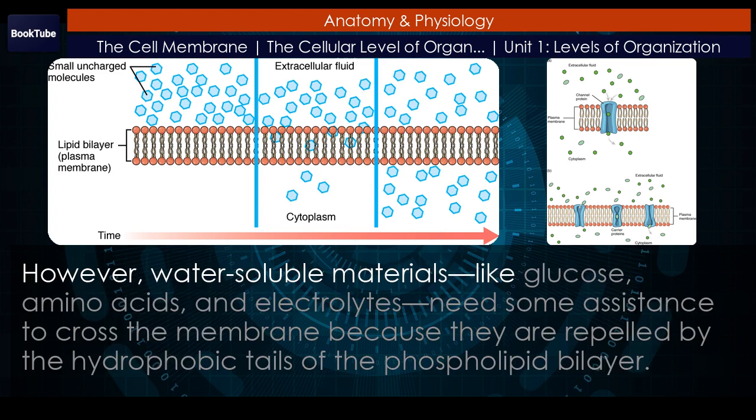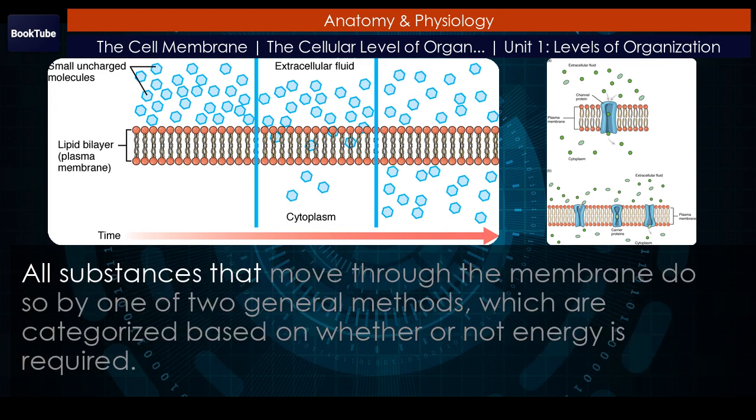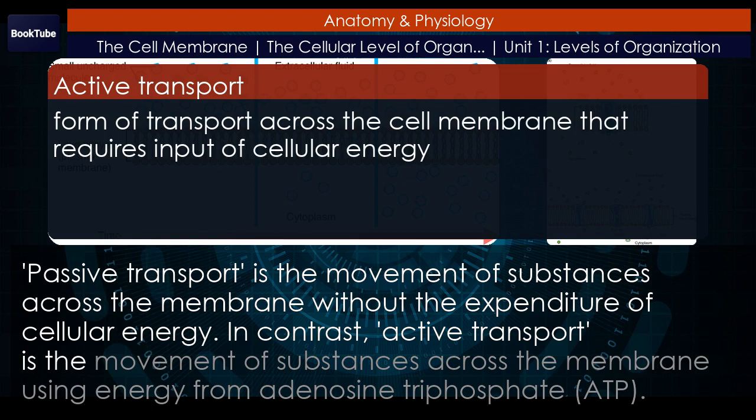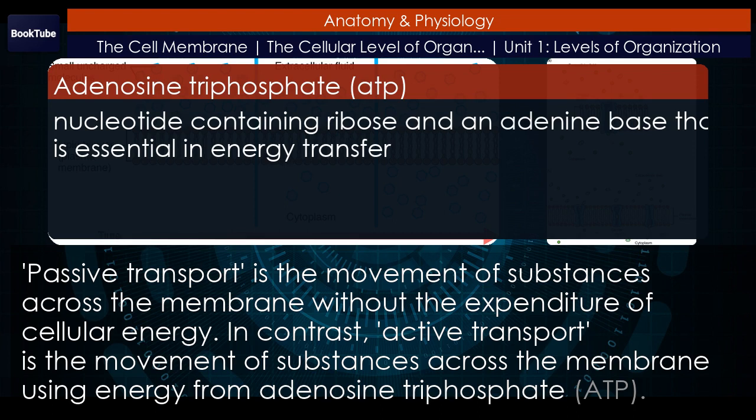However, water-soluble materials, like glucose, amino acids, and electrolytes, need some assistance to cross the membrane because they are repelled by the hydrophobic tails of the phospholipid bilayer. All substances that move through the membrane do so by one of two general methods, which are categorized based on whether or not energy is required. Passive transport is the movement of substances across the membrane without the expenditure of cellular energy. In contrast, active transport is the movement of substances across the membrane using energy from adenosine triphosphate, ATP.